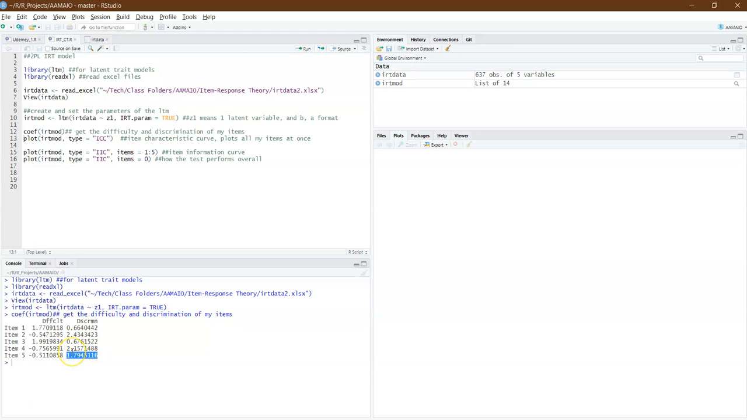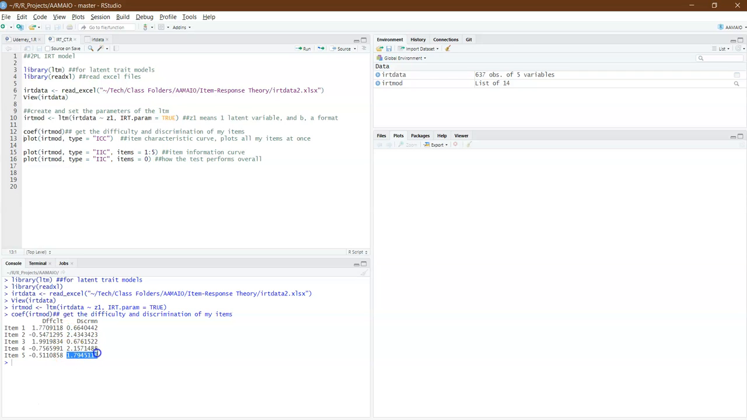I want a number that is greater than 1 at least, and from these values here, I can see that item 1 and item 3 have very low discrimination. In fact, they don't even reach the benchmark of 1 that I have just personally set for myself. These are also the very difficult questions. However, on items 2, 4, and 5, the easy items, their discrimination is very high.